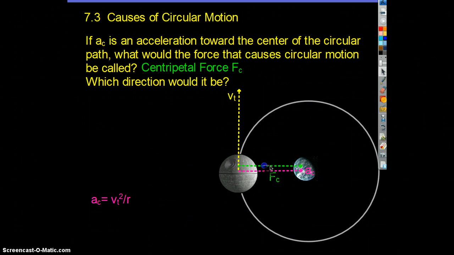Towards the center seems like a very good answer here. It's always to the center. The acceleration is to the center, therefore the force is also directed to the center. Just kind of goes along with what we learned way back with Newton's laws.